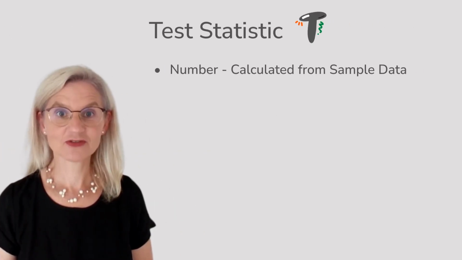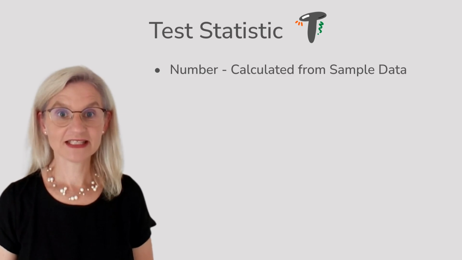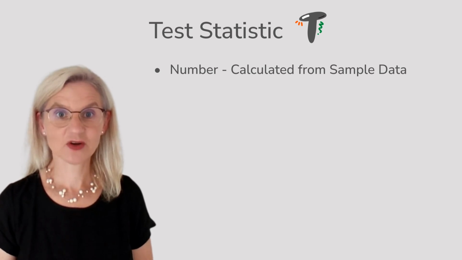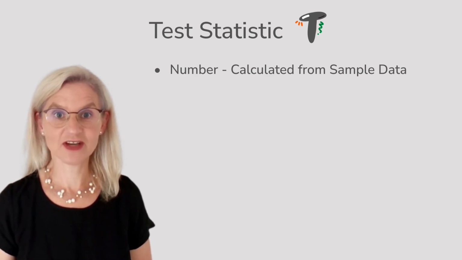Now that we've chosen the right test and collected our data, the first step in the analysis is to calculate the test statistic. The test statistic is a single number we compute from our data. It tells us how far the observed results are from what we would expect if the null hypothesis were true. In other words, it measures the size of the difference between our data and the no-effect scenario.